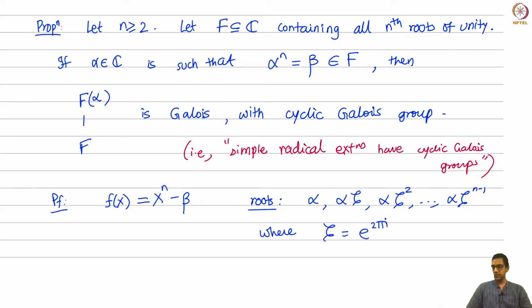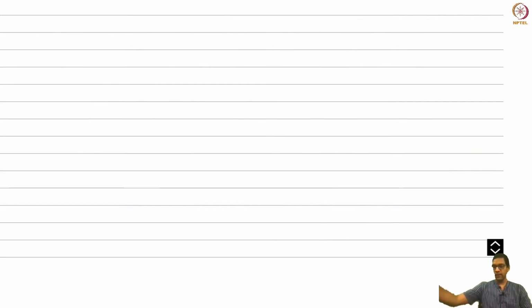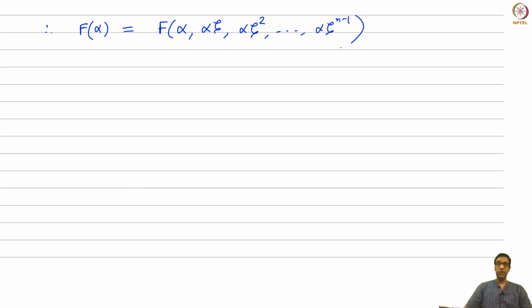alpha zeta^(n-1), where zeta is this nth root of unity. Okay, so these are the roots, but observe, we made an assumption that F, the base field, already contains zeta, zeta squared, zeta cubed, and so on. Okay, so therefore observe that if I take F and adjoin alpha to it, that's the same as adjoining alpha zeta, alpha zeta squared and all the other roots as well, because zeta is already in F, since zeta and its powers are already in the base field by assumption.